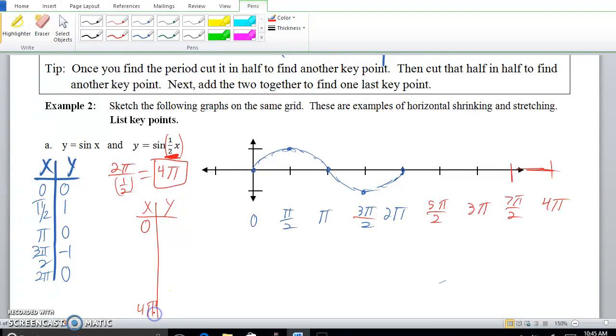And so the tip is that once you know the period, you can cut it in half to find another key point. So you're finding the midpoint between 0 and 4 pi, which is 2 pi. And so now you've got 3 of the key points. And now you need to figure out the halfway mark between these 2 points, which is just pi. It's pretty simple. And then the halfway point between these two, you can basically add the 2 halves together right here, and that'll get you your next point right here.